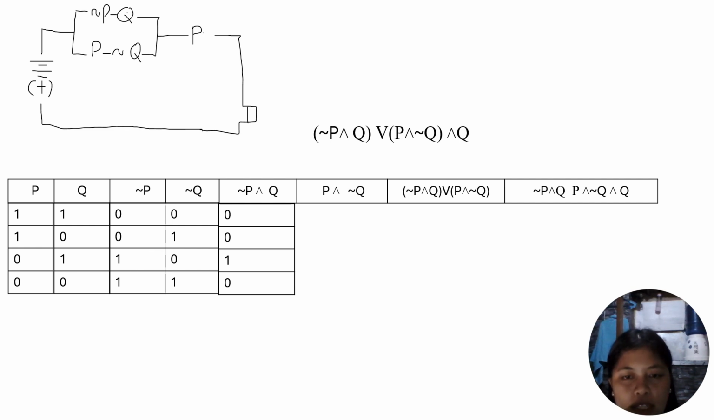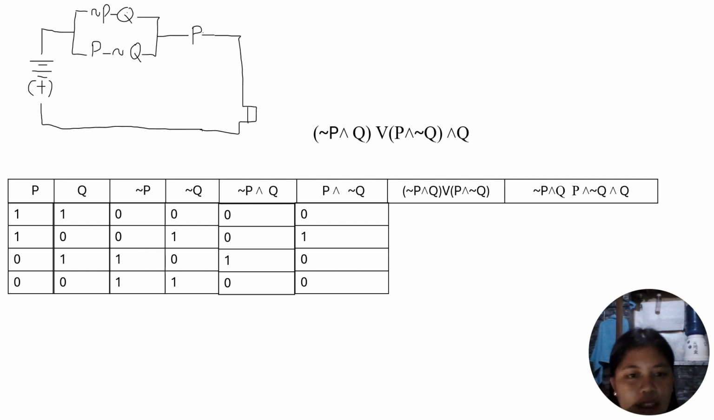Next, we have P and negation of Q. Same process as negation of P and Q because it's the same symbol that we use. P and negation of Q: 1 and 0 is 0 because we use the conjunction, 1 and 1 is 1, 0 and 0 is 0, and 0 and 1 is 0. So the answer for P and negation of Q is 0, 1, 0, 0.